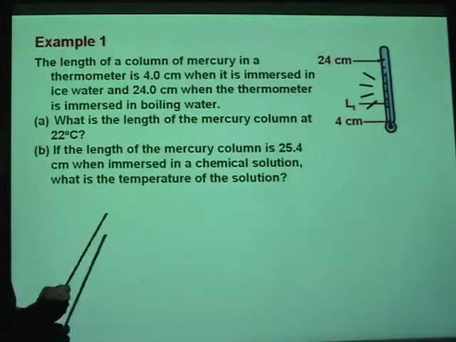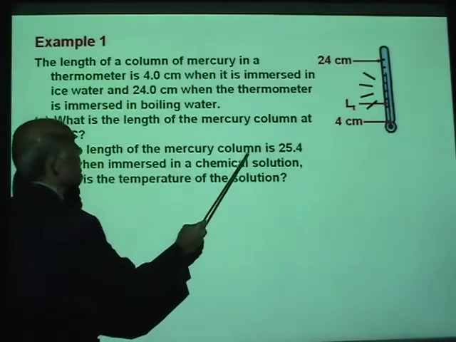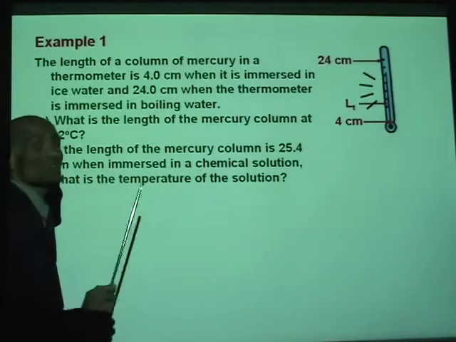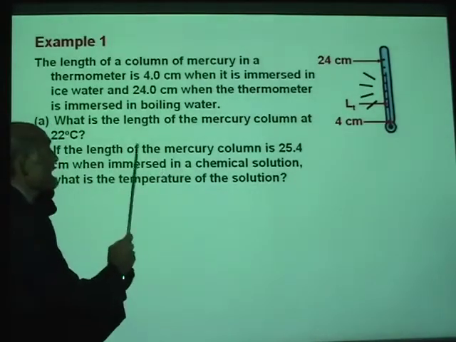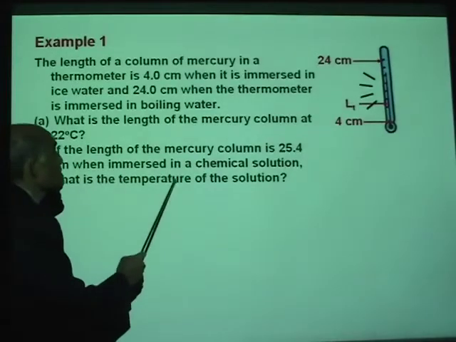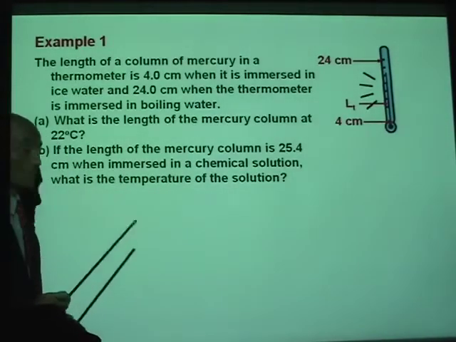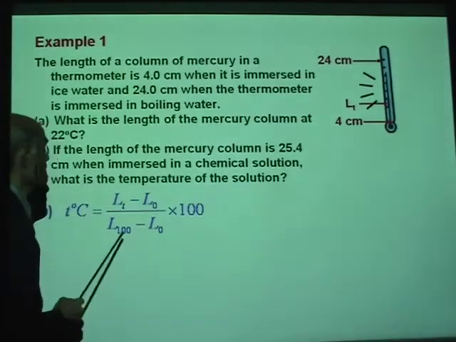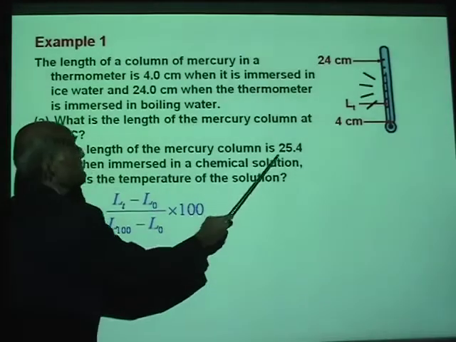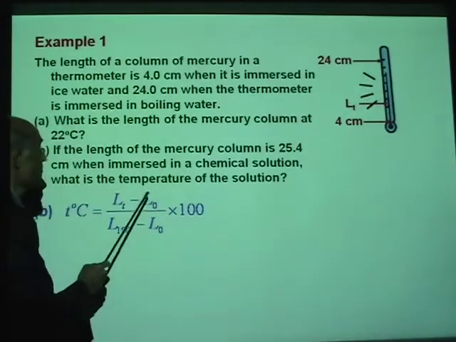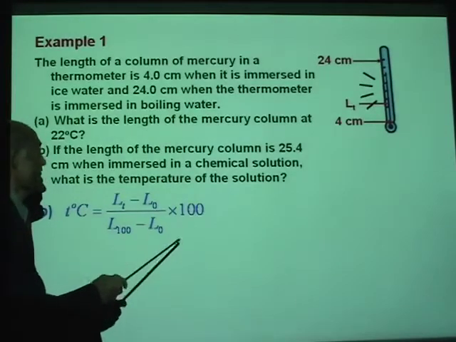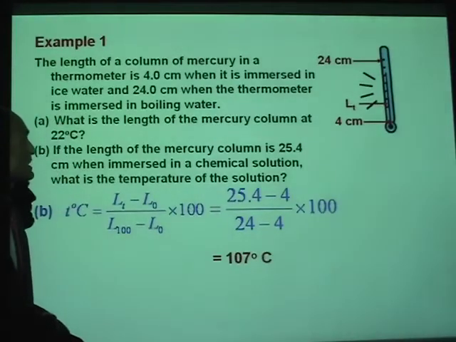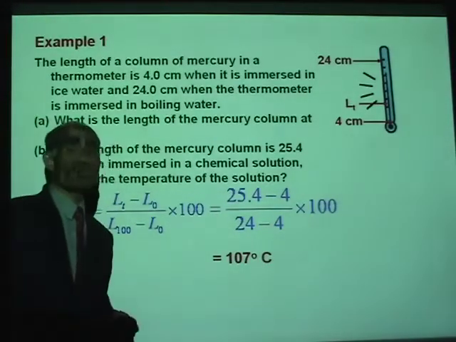Alright, let's see what the B part is. If the length of the mercury column is 25.4 centimeter when immersed in a chemical solution. So this time we have L sub t. We want to find the temperature of the solution. Well, we go back to our equation. T degrees Celsius is this. Now, we know L sub t, which is 25.4, and we know L0, we know L100, and so simply put all those values. That gives you T degrees Celsius is 107 degrees Celsius.